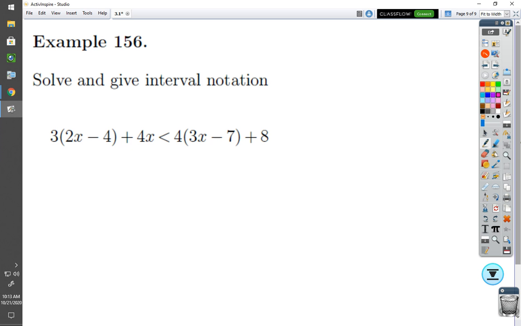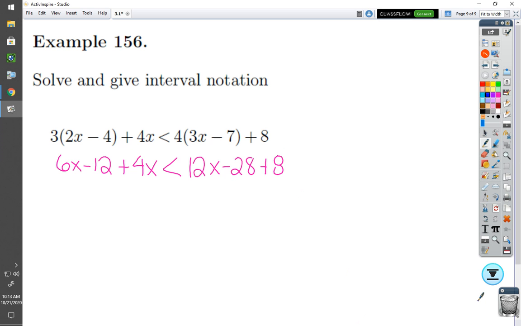All right. I see a bunch of pens down. 3 times 2, 6x. 3 times 4, -12. Keep the 4x. There's pair like terms. 3 times 4, 12x. 4 times 7, -28, plus 8. I have like terms on the left. The like terms on the 6 and the 4, which make a 10x. -12.